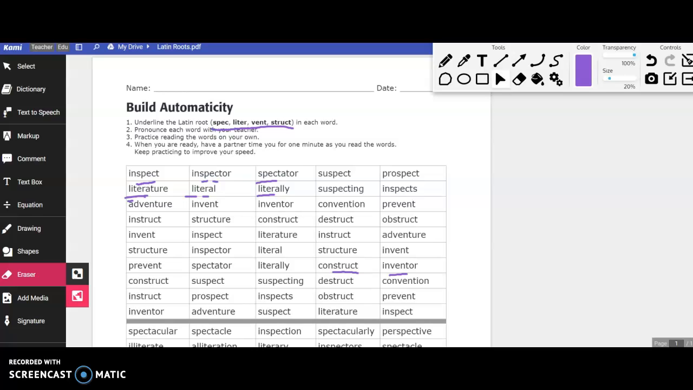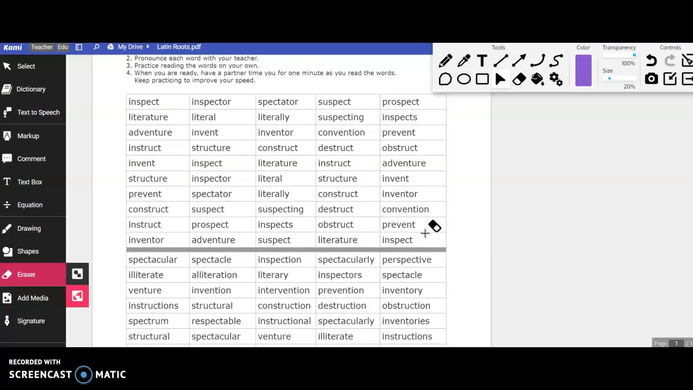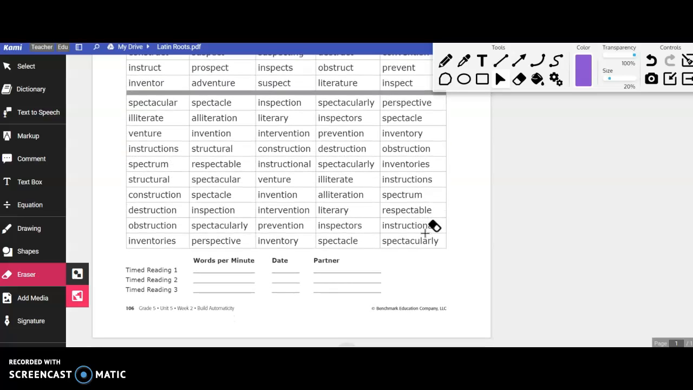Then read the words for 1 minute and write down how many words you got down here. You can do it once, you can do it twice, you can do it 3 times, see if you can get faster each time. But make sure you do that, okay? So, make sure you do both parts.